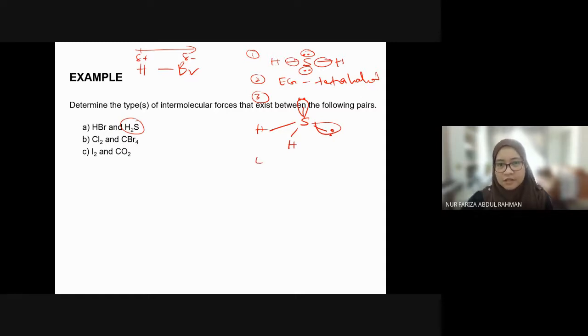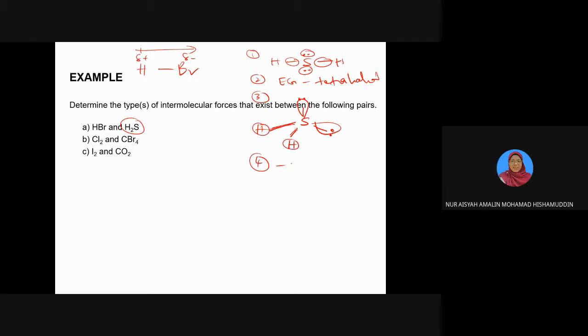Okay, the fourth step is to name the molecular geometry. What is the molecular geometry for H2S now, guys? Bent. Yeah, it is bent.